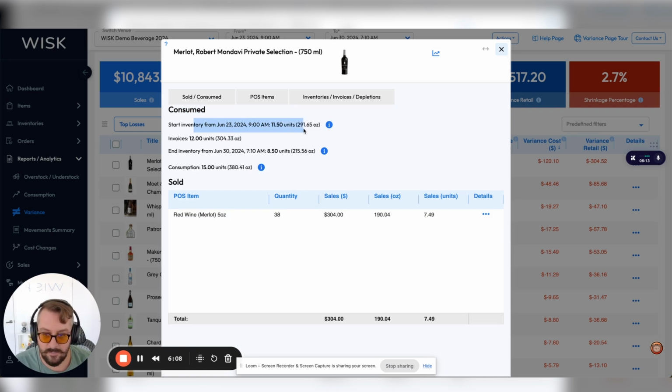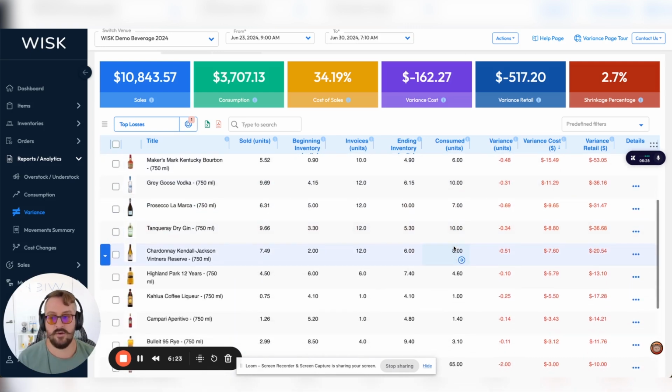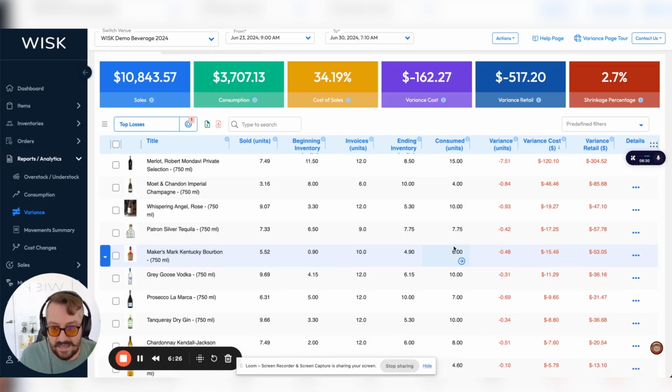It compares that beginning inventory plus purchases minus ending, which is consumption, and then it compares that with anything that was sold that had that recipe, which in this case is just 38 glasses. So that's how you get the variance. The beauty of this is that without having to break your head, you have the exact calculations, right?